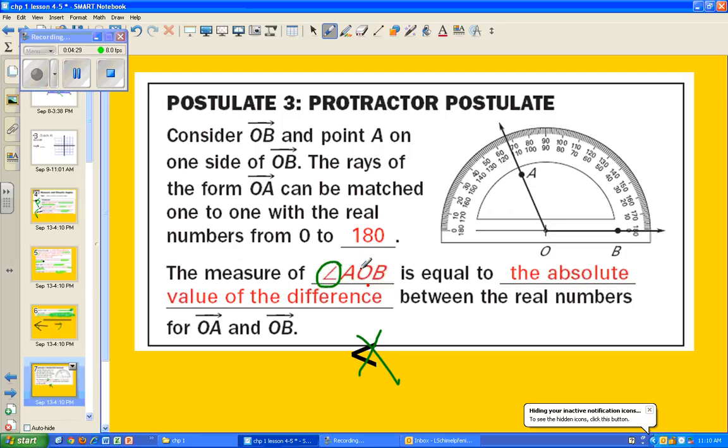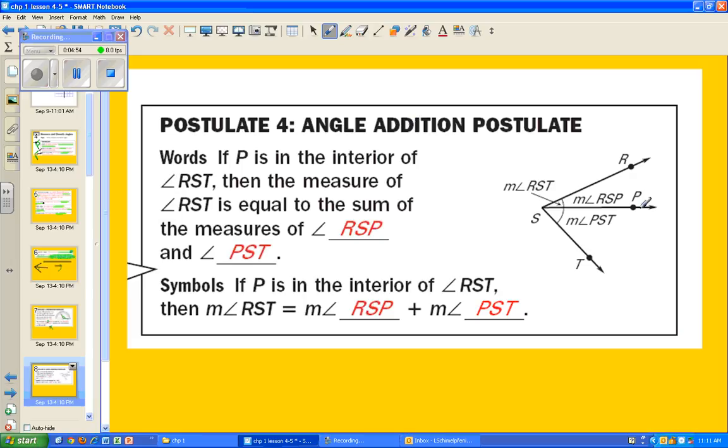Okay, and then you'll see that we can either use one letter or three letters depending on the situation, and I'll get into that later. But here we talk about the measurement of angle AOB, and if you just follow along, AOB would be referring to this angle, and the measure is the absolute value of the difference between the real numbers for the two rays. Okay, and it's again talking about the measurement of that angle.